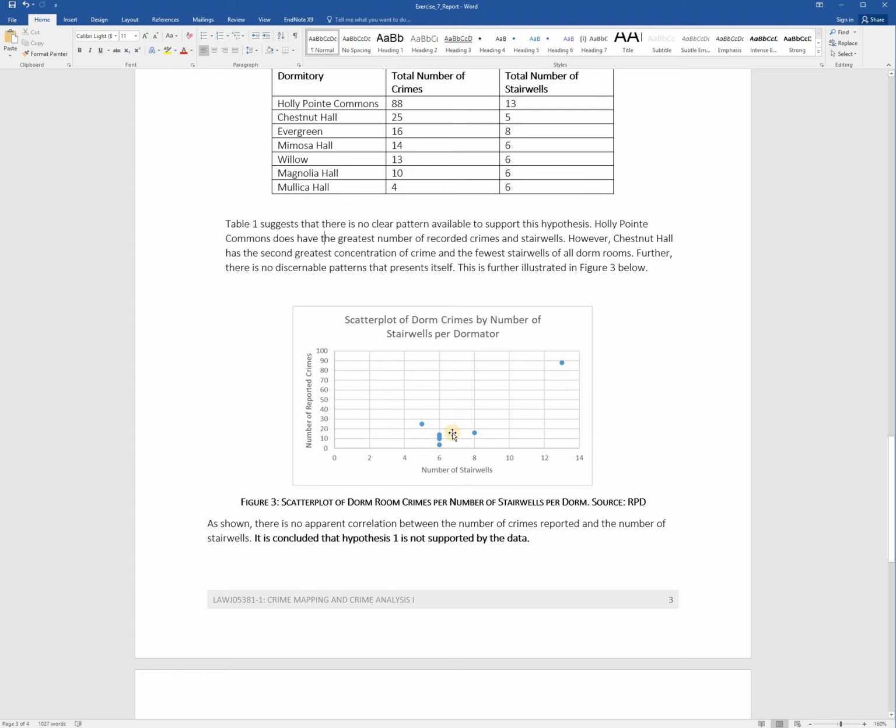If we were to see a relationship, and this is showing that we really don't find much of one, we would tend to see our dots progressively moving to the right along the horizontal axis, and also increasing vertically, so they should be getting higher. That would be indicative of a correlational relationship. If we saw that, we wouldn't be saying that stairwells cause crime, but we would say that there does appear to be a relationship between stairwells and reported crimes.